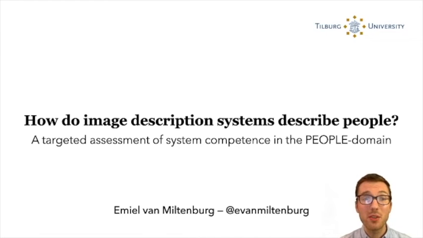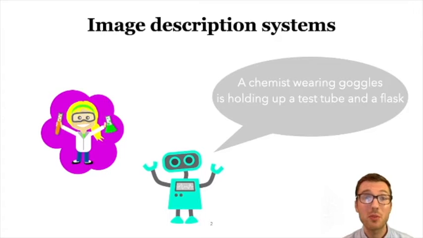Welcome to my presentation on how image description systems describe people. Image description systems are systems that take an image as their input and that produce a natural language description of those images as their output. We'll be focusing on the labels in those descriptions that refer to people.